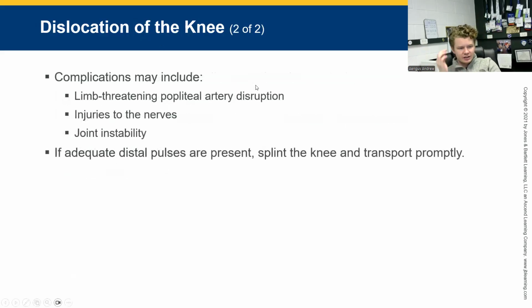We splint these like we splint any other knee injury, probably with a long splint that goes fully down the leg, and then maybe we secure one leg to the other, or we secure it directly to the stretcher somehow so that we can limit that hip mobility.